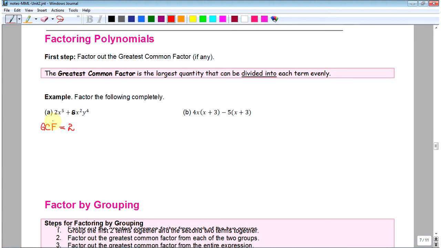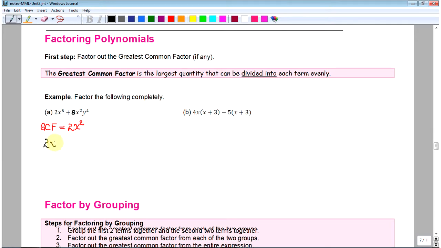Next, I need to examine the variables they have in common. So I see both of my terms have an x. Well, how many x's do they actually have in common? Well, here I have 5 x's being multiplied together, because x to the 5th just means x times x times x 5 times. And here I have 2 x's being multiplied together. So the greatest common factor in that case would be x squared. That's the largest number that they both have in common. So that's what I want to factor out.